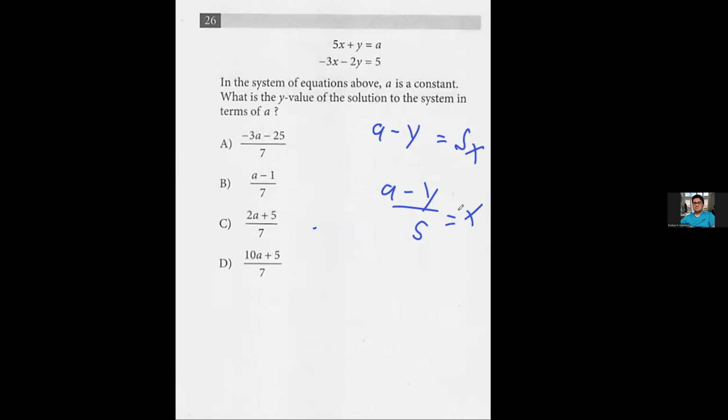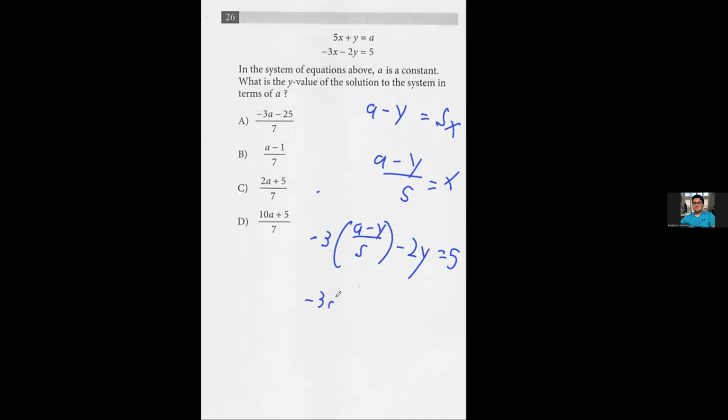And then we can substitute that into the bottom equation. So then we just get negative 3 times (A minus y) over 5 minus 2y equals 5. And then we can just multiply out, which would get us negative 3a minus, and this would become a plus. So negative 3a plus 3y over 5 minus 2y equals 5.